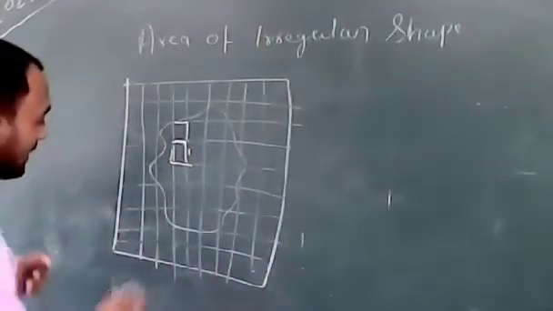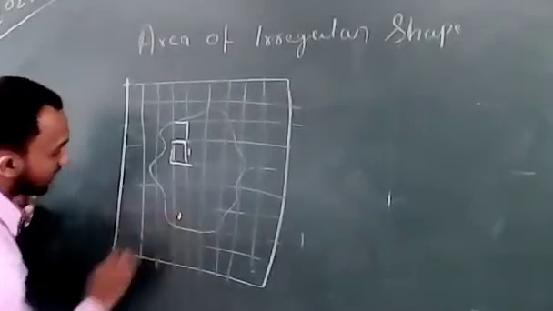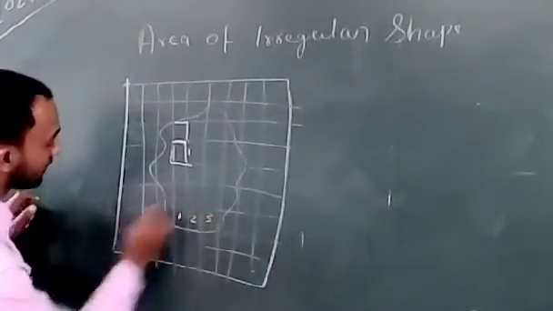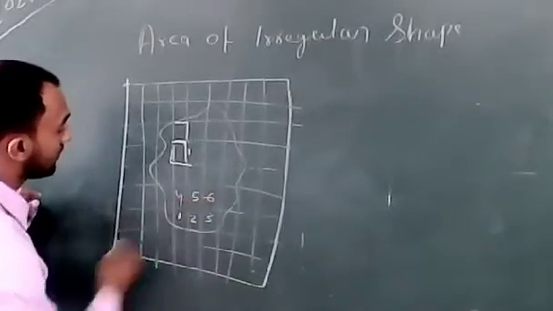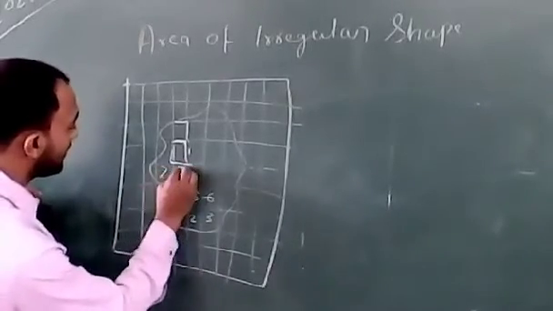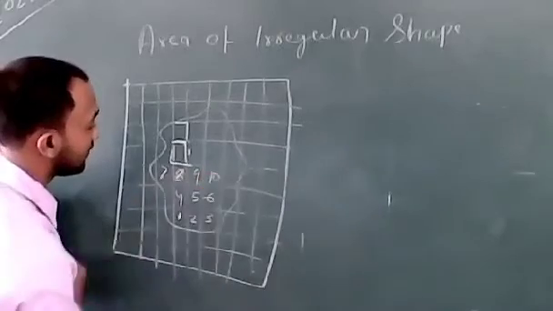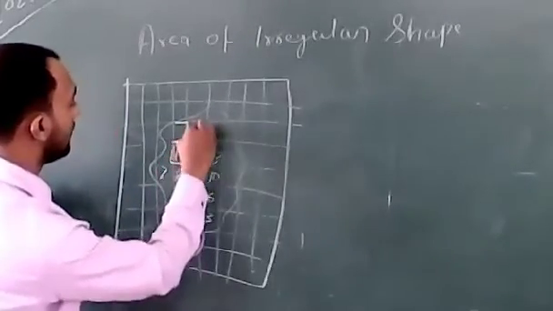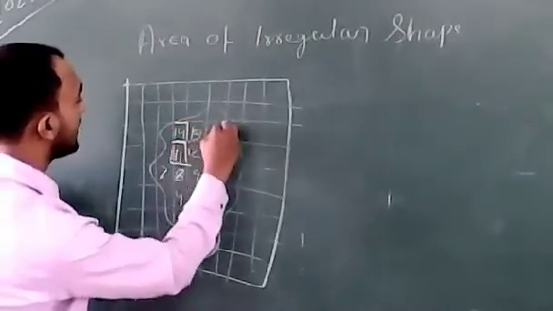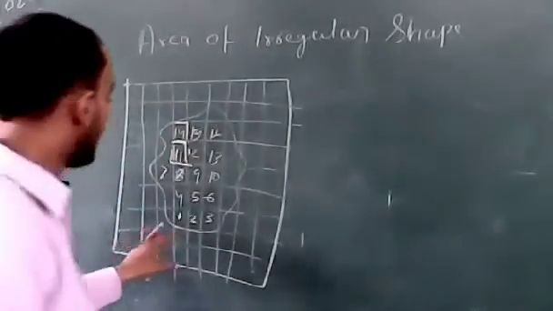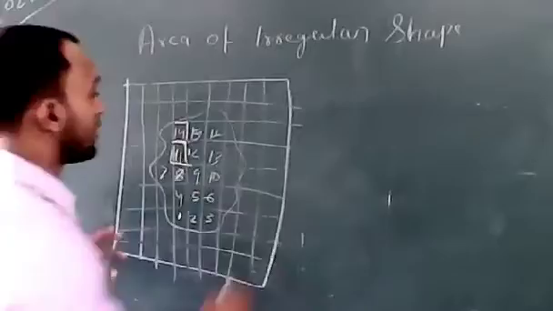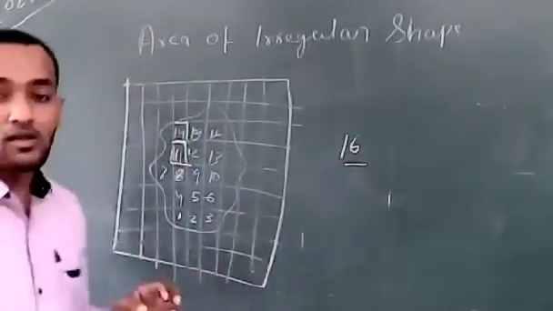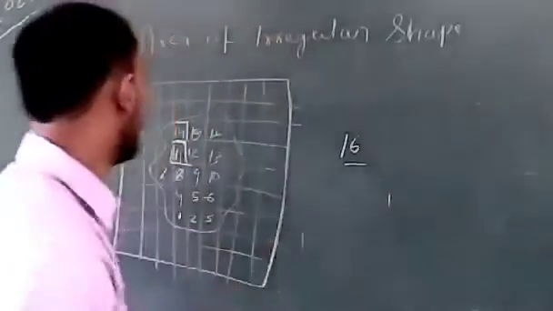Just see here. Suppose this leaf covers this square completely: 1, 2, 3, 4, 5, 6, 7, 8, 9, 10. It covers partially 11, 12, 13, 14, 15, and 16. So 16 squares are complete, and now we will see the ones the leaf covers partially.